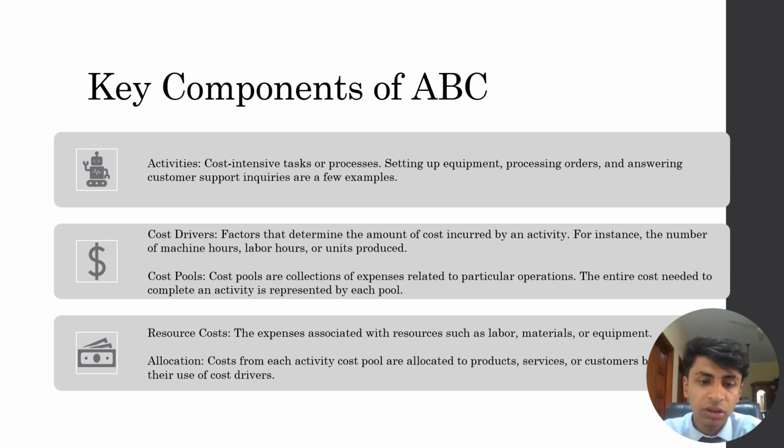Then come resources. Resources are all the inputs that are required for activities such as labor, material, utilities, and everything. Then comes allocation. Allocation is how each of the cost pools is allocated to products, services, or the consumer behavior.